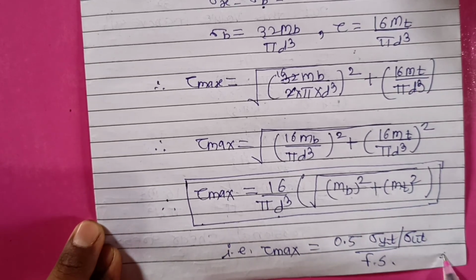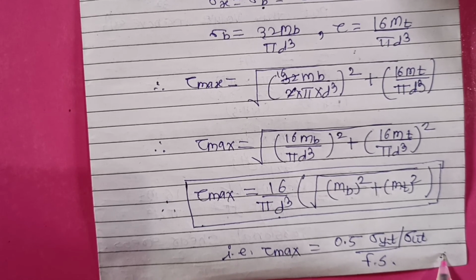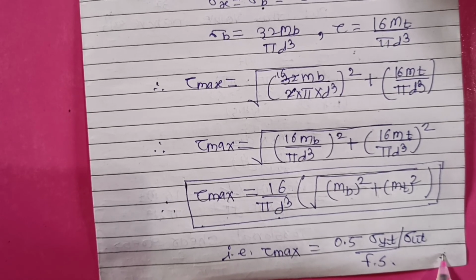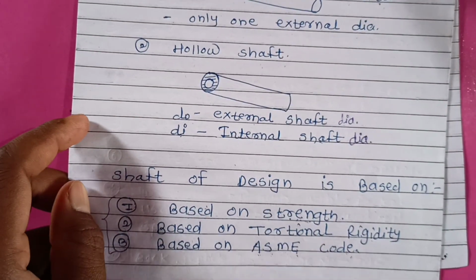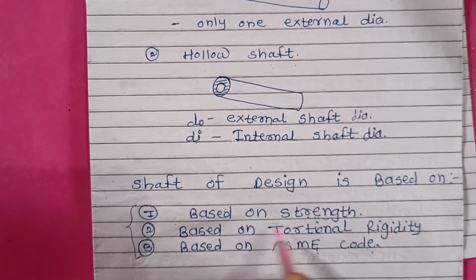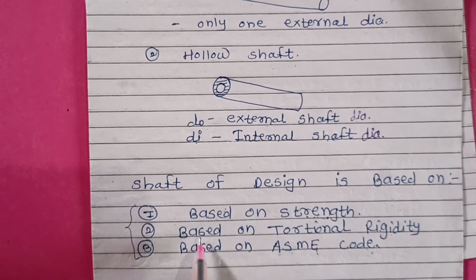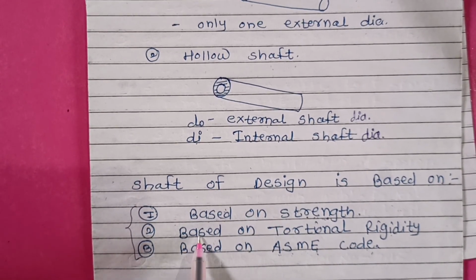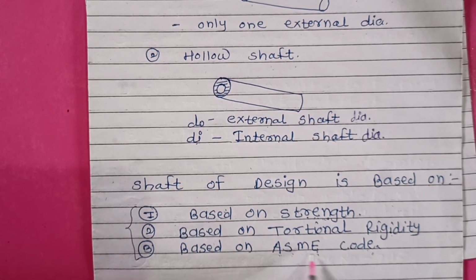Now the first point is complete here. Another design process we'll see in the next lecture. Here the first design process, based on strength, is complete. In the next lecture we'll see the design of shaft based on torsional rigidity, and design of shaft based on the ASME code.